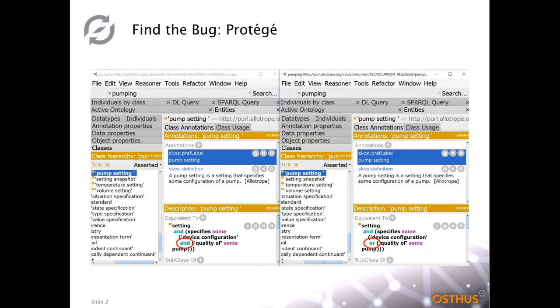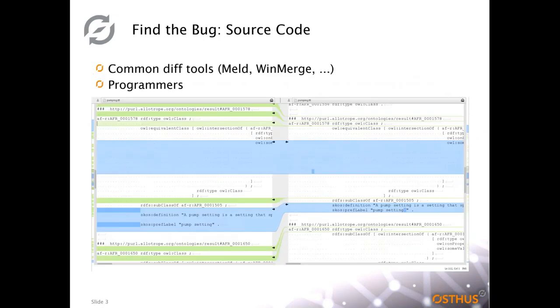Okay, here's one. I've replaced the AND with the OR. There are two more differences. Well, if you didn't find them, I know why, because you cannot see them in the screenshots. So let's take a different look at the file. Let's have a look at the Turtle source code.